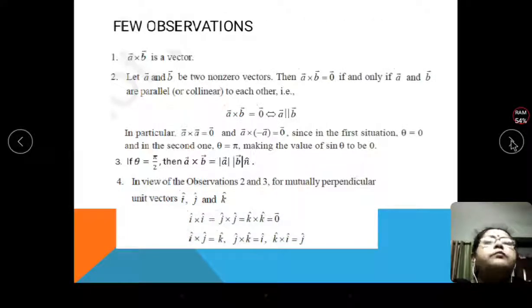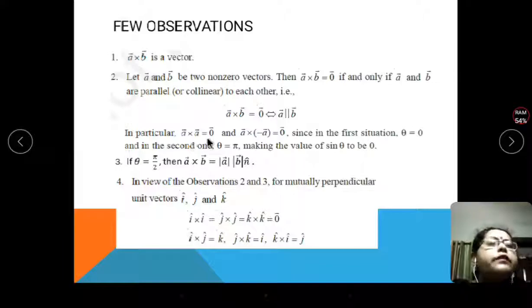Now the second one, suppose A and B are two non-zero vectors, then can it happen that the cross product is 0? Let us think a little while. When can it happen? Now, if the cross product is 0 for non-zero vectors, then it can only happen if sine theta is 0. And sine theta is 0 means theta is 0. So that means A and B are parallel or collinear to each other. So we denote it like this, that A cross B equal to the 0 vector if and only if A is parallel to B. Of course, we are talking about non-zero vectors.